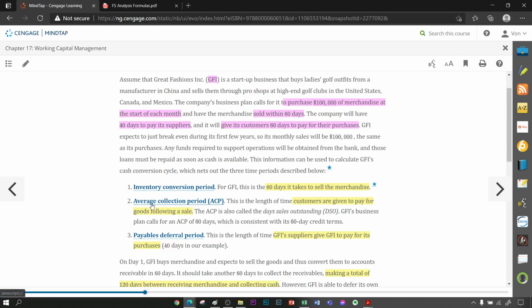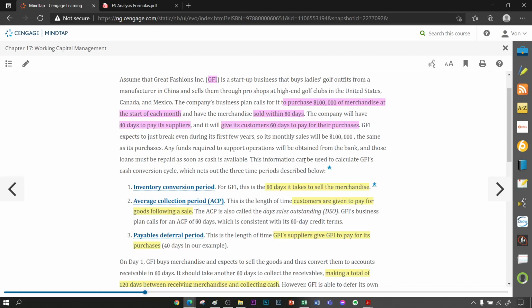Sige. Next natin, average collection period. Familiar sa'yo to, no? Kasi kinompute natin to dun sa ating FS analysis, di ba? Okay? So, this is the length of time customers are given to pay for goods following a sale. The ACP is also called Days Sales Outstanding. Sana naalala mo pa yung formula dyan. Okay. GFI's business plan calls for an ACP of 60 days, which is consistent with its 60-day credit terms.